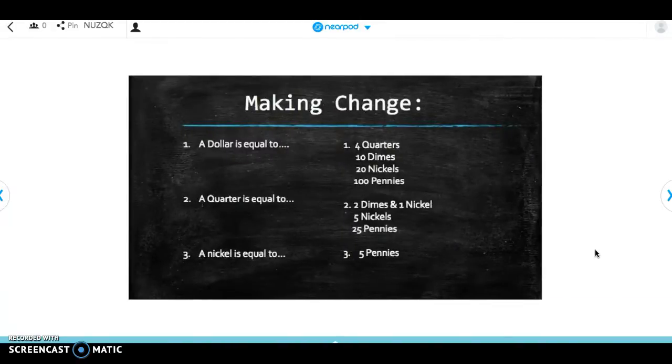I also give a slide here to discuss with my students about making change. I start off with $1 is equal to 4 quarters, or 10 dimes, 20 nickels, or 100 pennies. And we go with a quarter, a nickel, and a dime. I would spend some time in class going over this, giving some visuals, and having some group work for the students to do to see this on their own instead of just up on a screen. We would make scenarios and act like we were at the store.